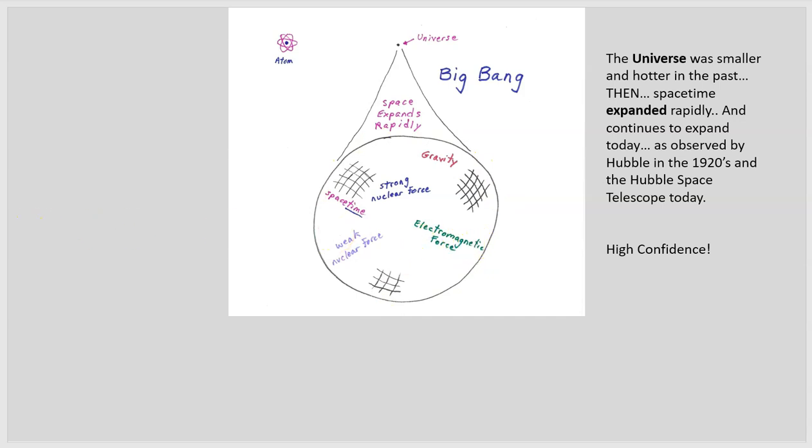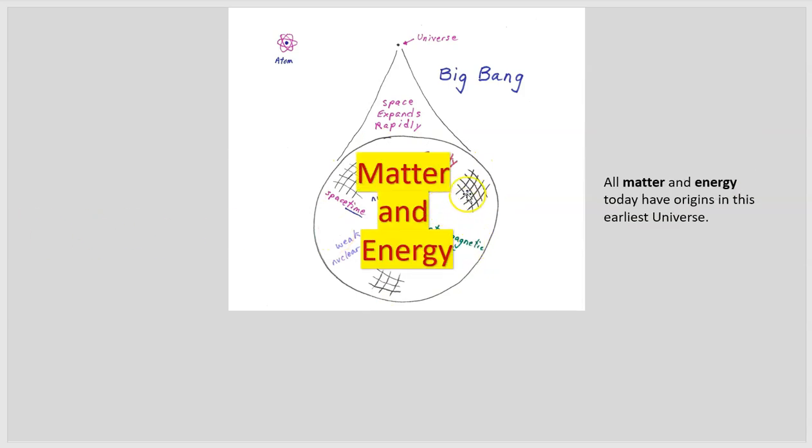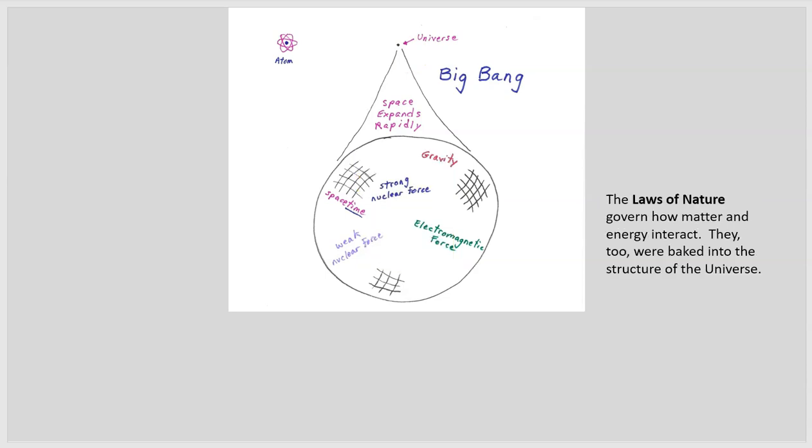We'll get into that in a moment. So the idea then is that all matter and energy today have origins in this earliest universe. In addition, the laws of nature that govern how matter and energy interact, they too were baked into the structure of the universe. And by laws of nature, we mean the forces, for example, gravity, the electromagnetic force, the nuclear forces. These are the things that influence how energy and matter interact, and space itself and time even would have its origin with the Big Bang.